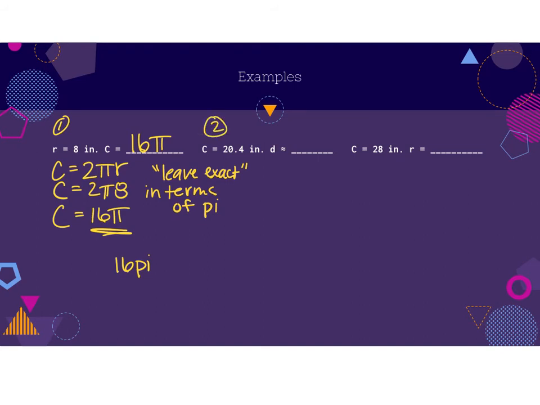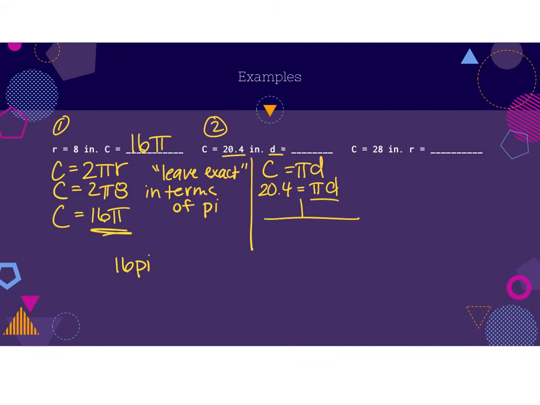Which leads us into our second example where it's actually approximating. It gives us the circumference, but it doesn't leave it in terms of pi, which means that it's been rounded. It's approximated, and it wants our diameter in an approximate. So let's take a look here. We're going to use the same formula, looking for diameter. So circumference equals pi times diameter. We're going to substitute what we know: 20 and 4/10 equals pi times diameter.